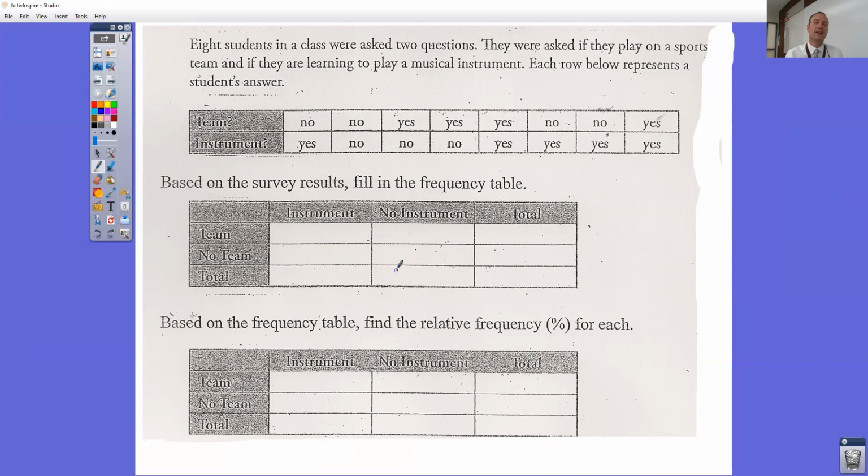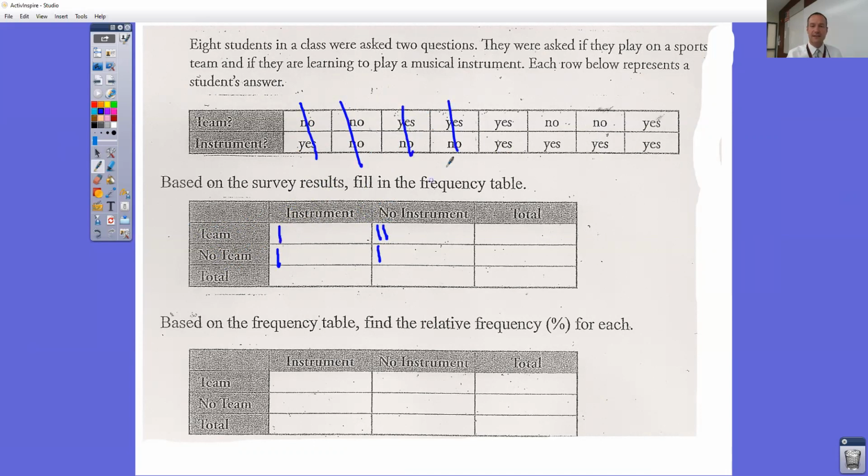So this one says 8 students in a class were asked 2 questions. They were asked if they play on a sports team and if they're learning to play a musical instrument. So this first person said no to the team, but yes to an instrument. We're going to put 1 little tally mark there. Next person said no to both. So no and no. We're going to put 1 little tally mark there. The next 2 people said yes to the team, but no to an instrument. So we're going to put 2 tally marks there.